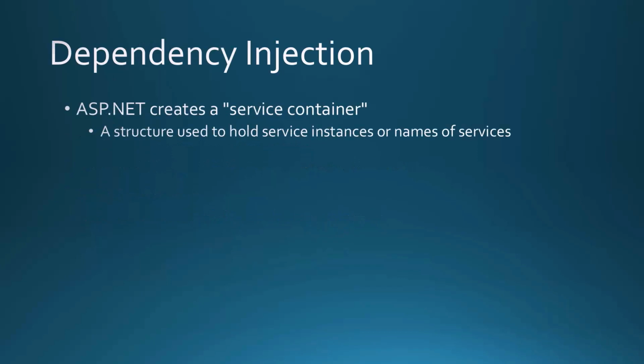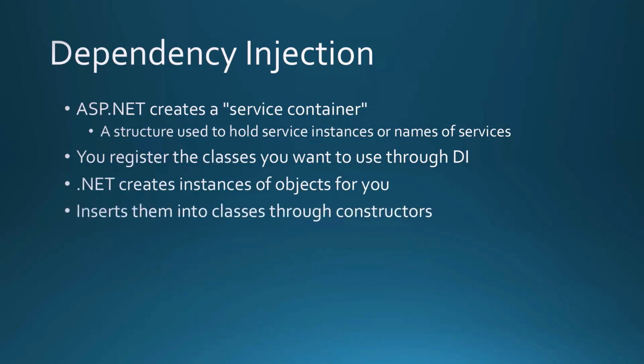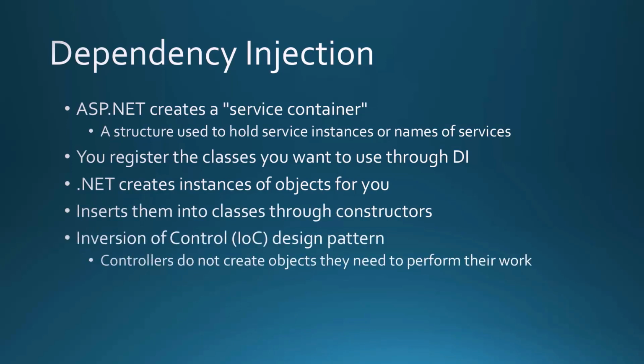ASP.NET creates what's called a services container, and this is just a structure used to hold instances of services or names of services to be injected. We register our classes into this service container for the ones that we want to have injected through this dependency injection mechanism. So .NET creates these instances of these objects that you've registered for you and inserts those into classes through constructors or even the methods. This is called an inversion of control design pattern, wherein controllers don't create the objects that they need to perform their work, and this is a good separation of concerns.